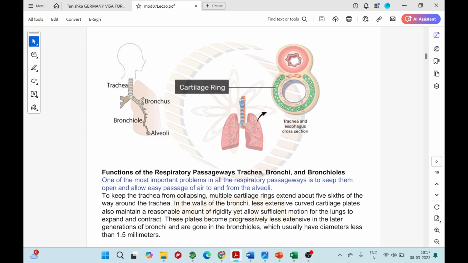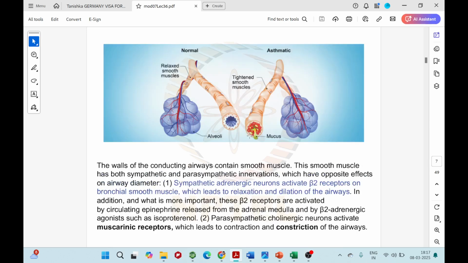Okay, so for the trachea and the initial bronchi, these cartilage rings are present, which keep them extensively flexed, so that they do not collapse. However, when you go lower, the cartilage is not there. So the walls of the conducting airways contain smooth muscles. Here you can see these are the smooth muscles which are present here.